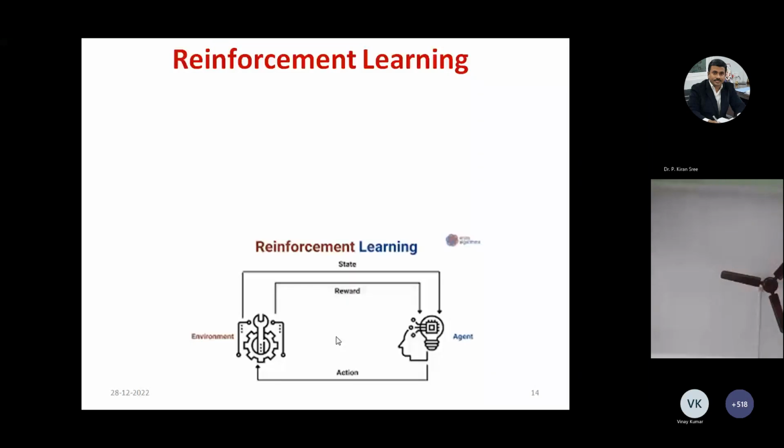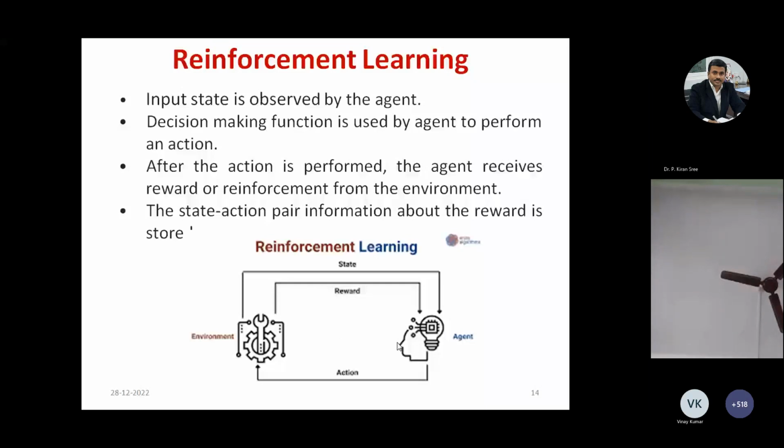So see that this is what is explained. The agent is nothing but our ML algorithm. This ML algorithm will keep on monitoring the state of the environment. The state of an environment is being monitored by the agent. Based on the state, in the algorithm, there will be some decision-making function. Using this decision-making function, the action is performed. Once the action is performed, the agent receives a reward or reinforcement from the environment. So this is how reinforcement learning is performed in an application.